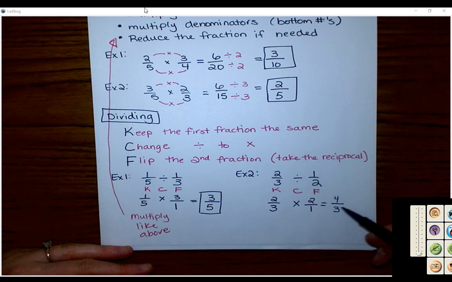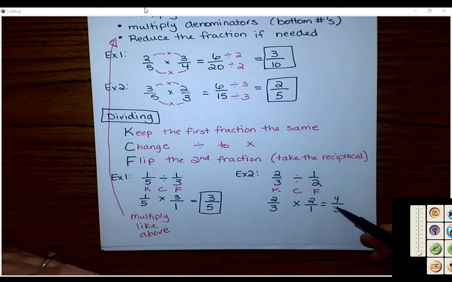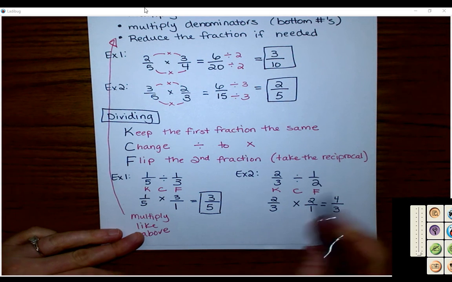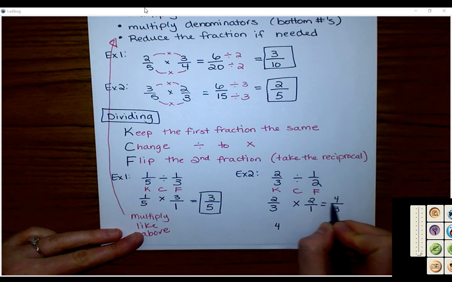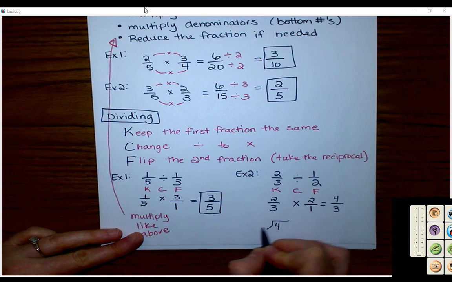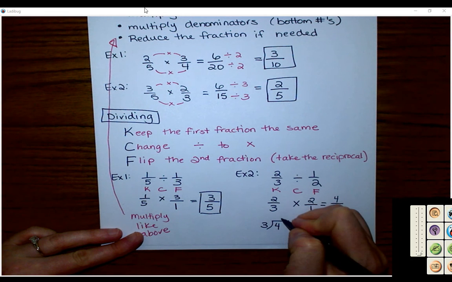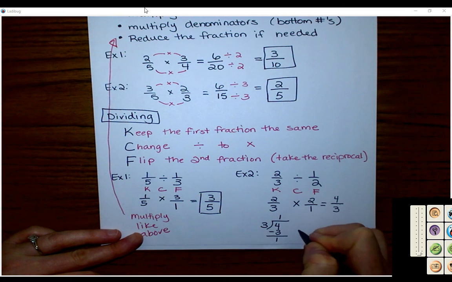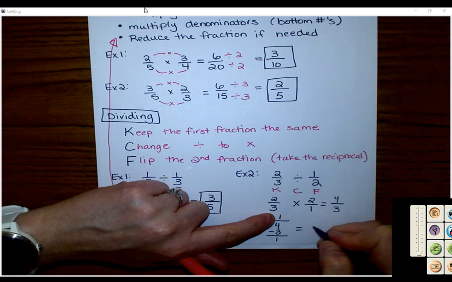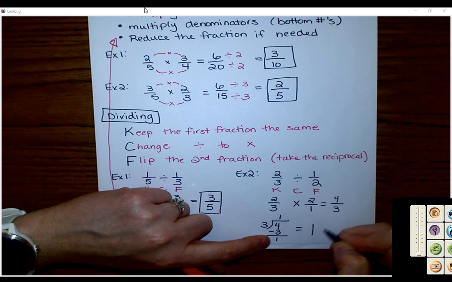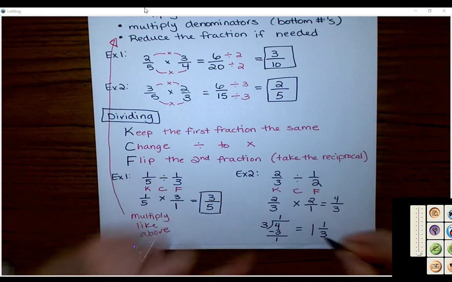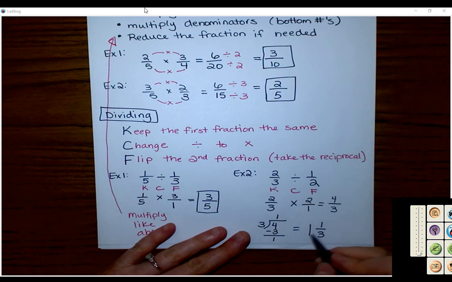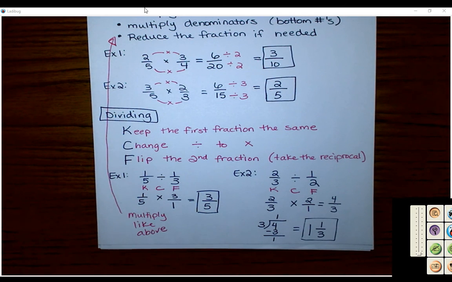And notice I've got an improper fraction. So look back to yesterday's notes if you need to. Remember, it's 4 divided by 3. 3 goes into 4 one whole time with a remainder of 1. So our mixed number is going to be 1 whole and 1/3. 1 and 1/3 would be our final answer there.